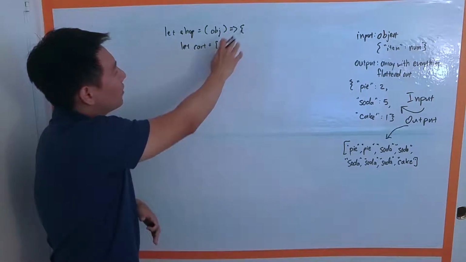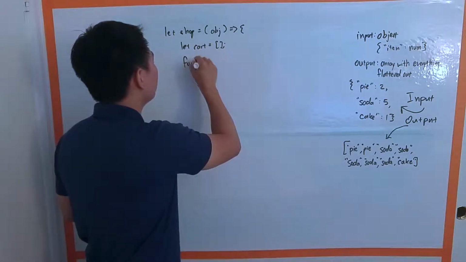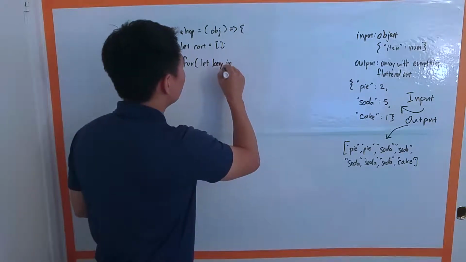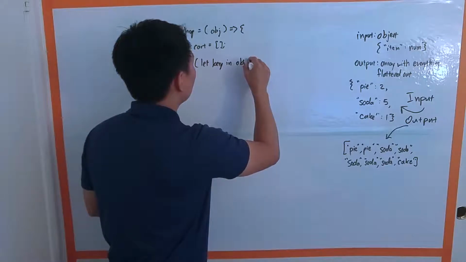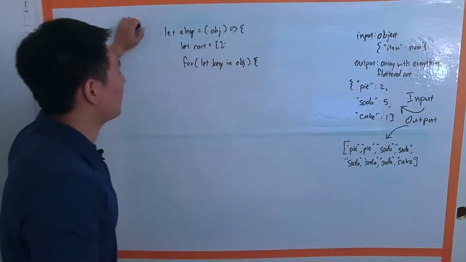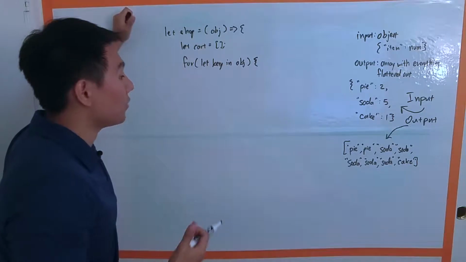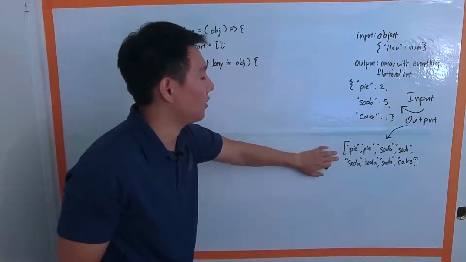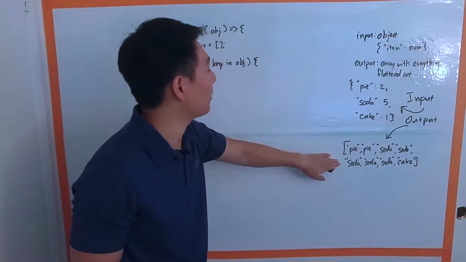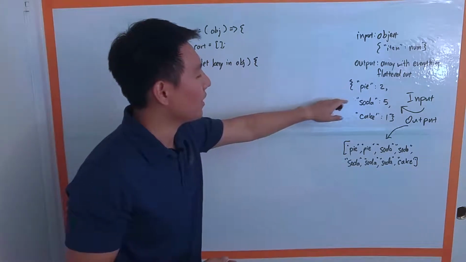So we have that. We have the cart. We are now going to have to go through the object, and so let's do for key in obj. This is a for loop that's going to go through that object, and pretty much what we have to do is put this key inside this output array, that many number of times.